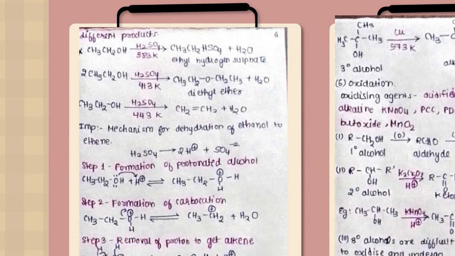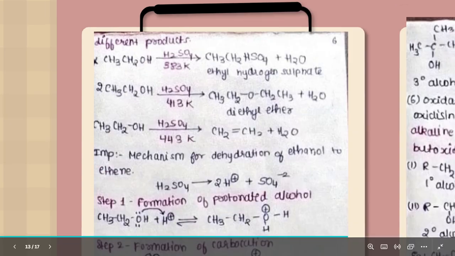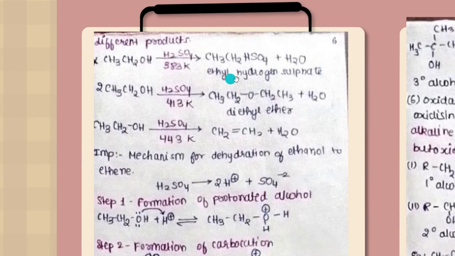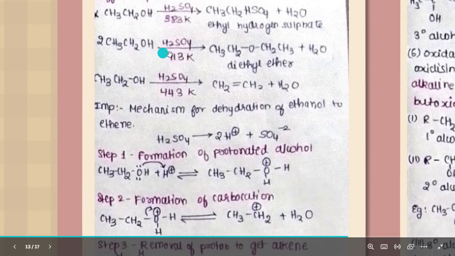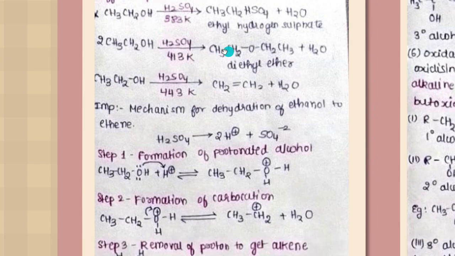CH3CH2OH on reaction with H2SO4 at 383 Kelvin temperature will give us CH3CH2HSO4 plus H2O. These reactions are also important; that is ethyl hydrogen sulfate. Now 2CH3CH2OH in presence of H2SO4 at 413 Kelvin will give us CH3CH2OCH2CH3 plus H2O, that is diethyl ether.